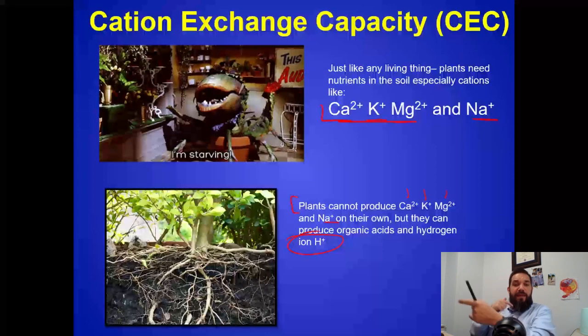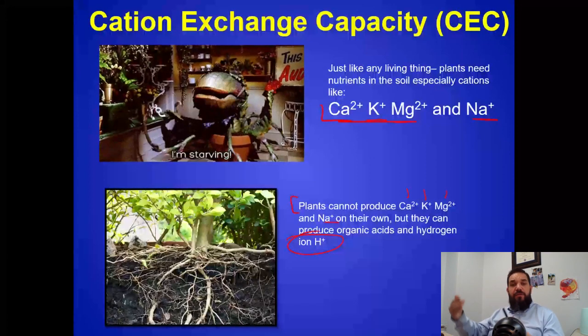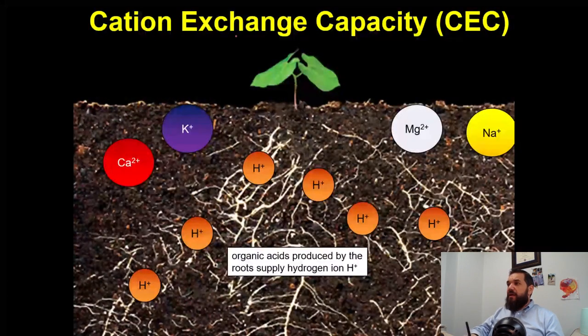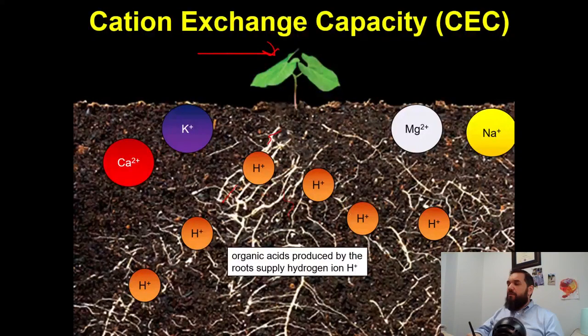So they do a flip-flop. They trade from the soil to themselves. So you can see here's a plant, right? Here are the roots of that plant extending all over through the soil. It produces hydrogen ion, which we learned in the last lecture, right?